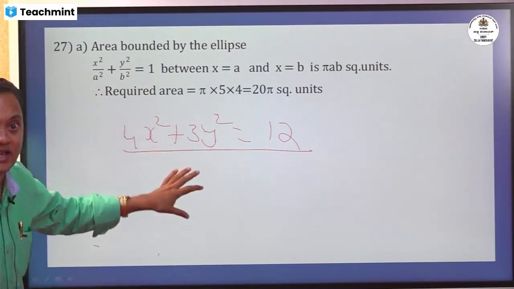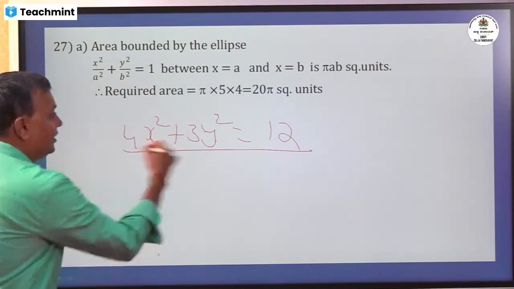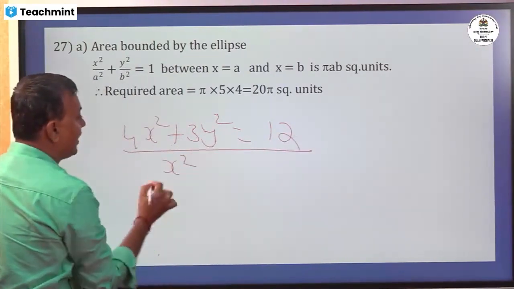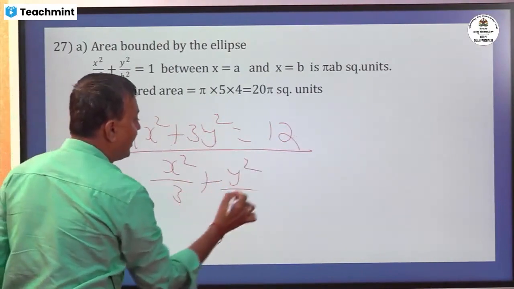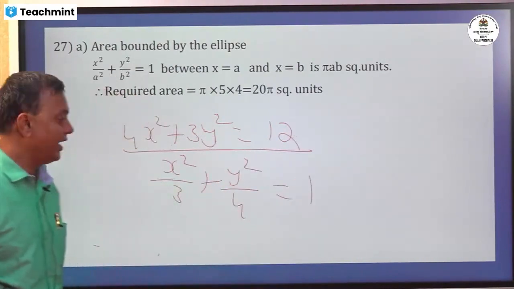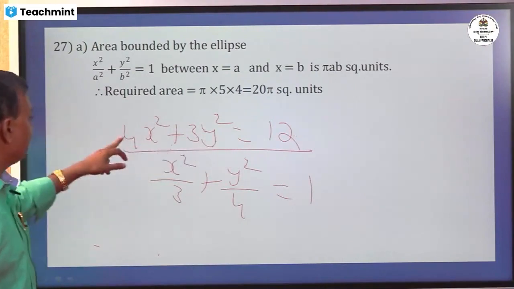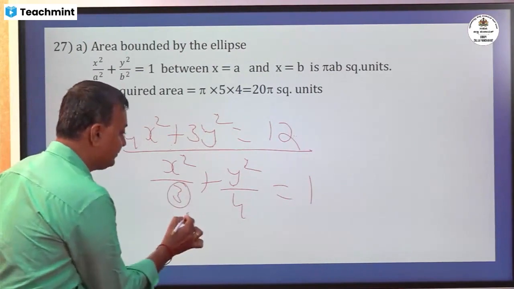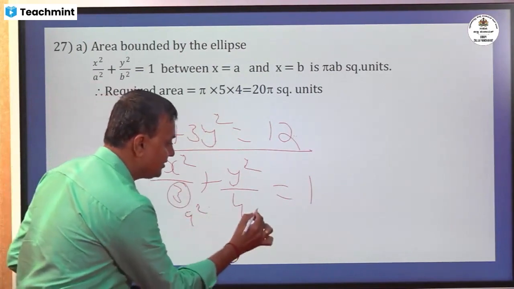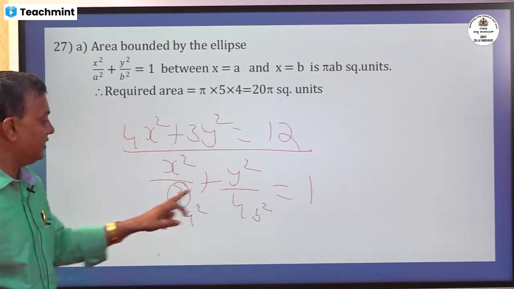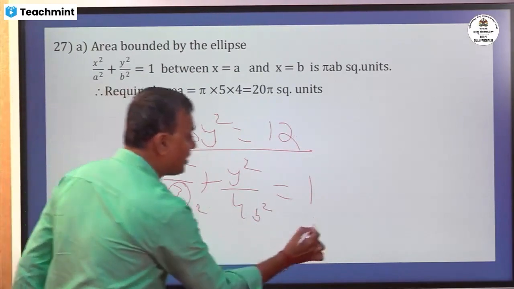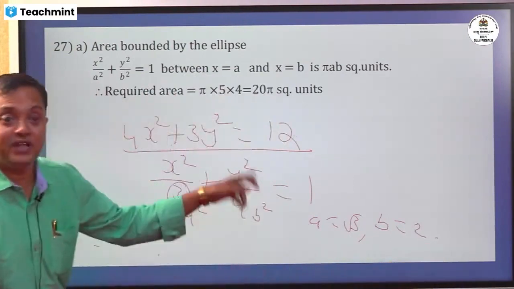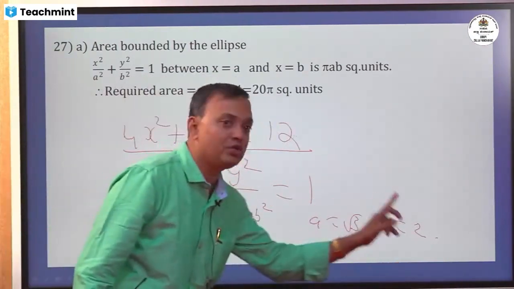So this is an ellipse. What is the equation of the ellipse? To get the standard form, divide by 12, then x square by 3 plus y square by 4 is equal to 1. Correct? So this is the equation of the ellipse. Here a square is 3, b square is 4. Therefore a equal to root 3, b equal to 2. So what is the area? Pi ab, pi root 3 into 2 square units.